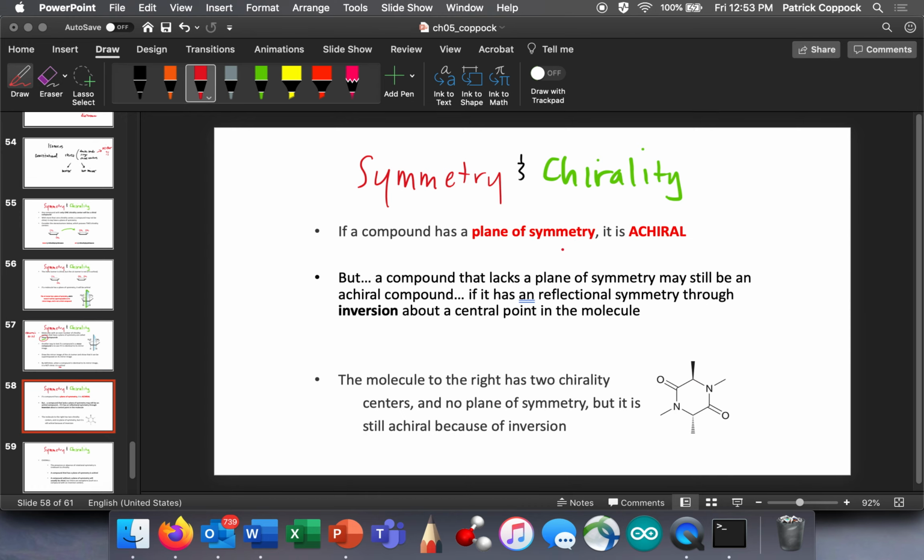If a compound has a plane of symmetry, it is achiral. But a compound that lacks a plane of symmetry may still be an achiral compound if it has reflectional symmetry through inversion about a central point on the molecule. In other words, it's not just an internal mirror, but look, you see here, can you see this reflects on that, this reflects on that, and this reflects on that? So this is a little more complicated.